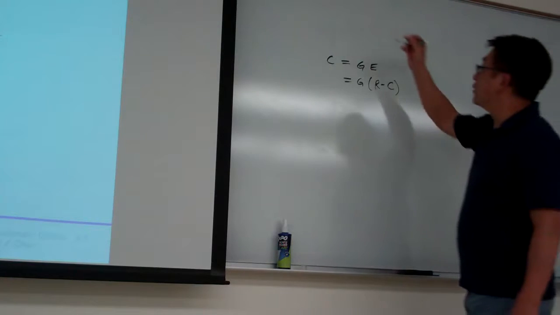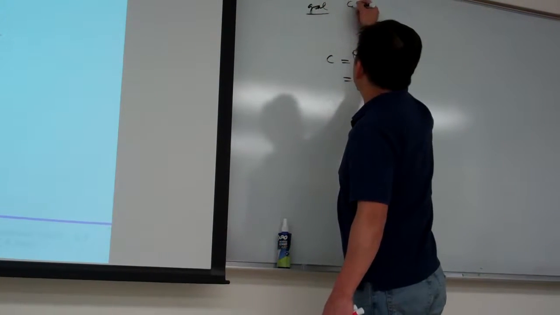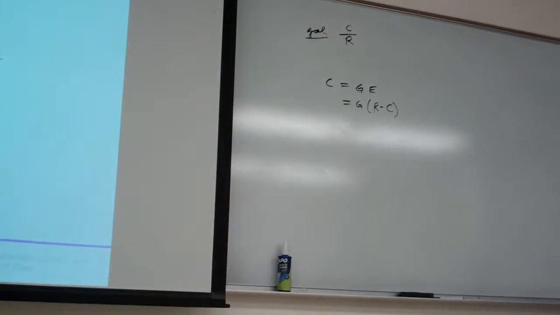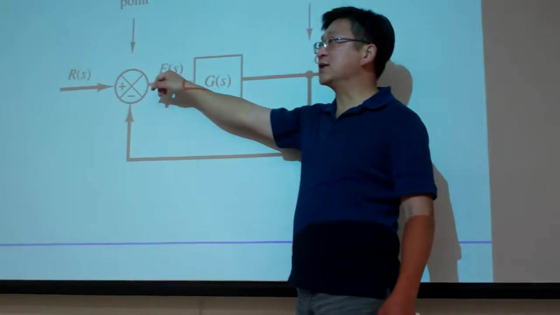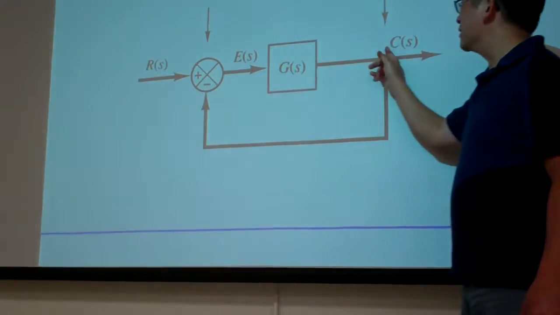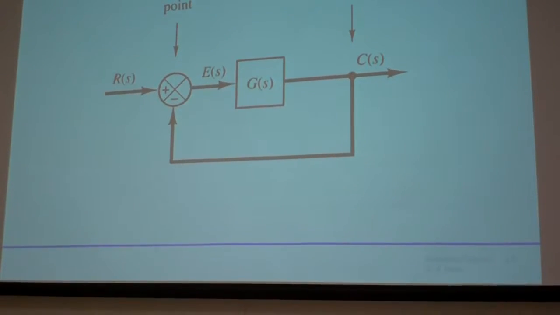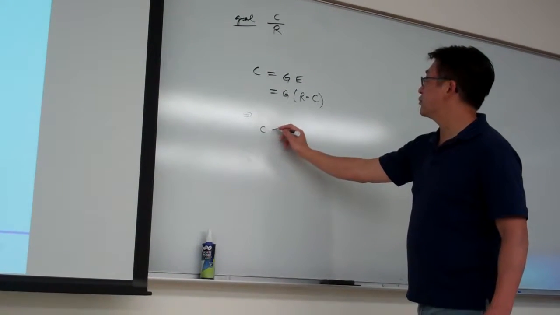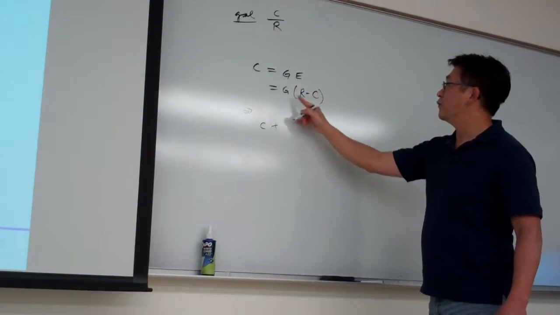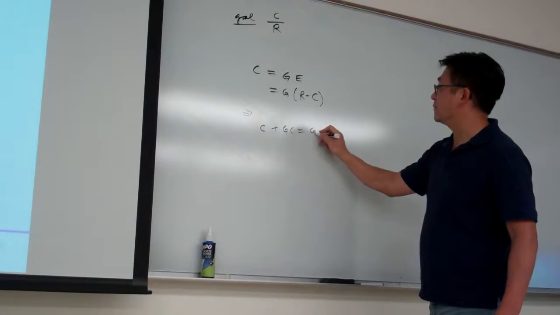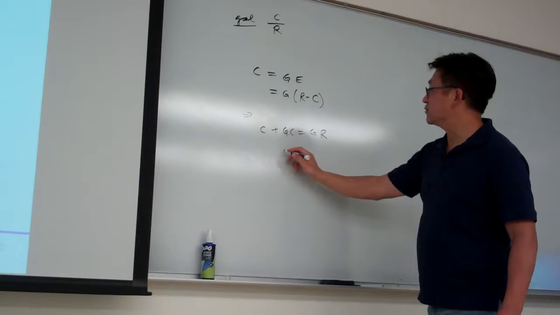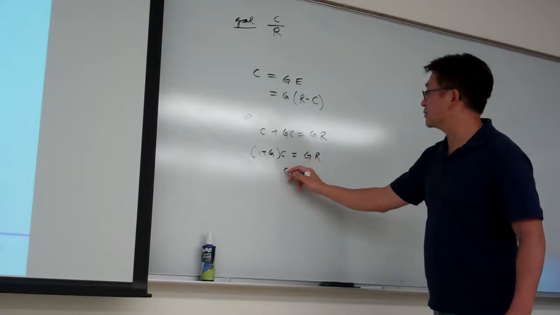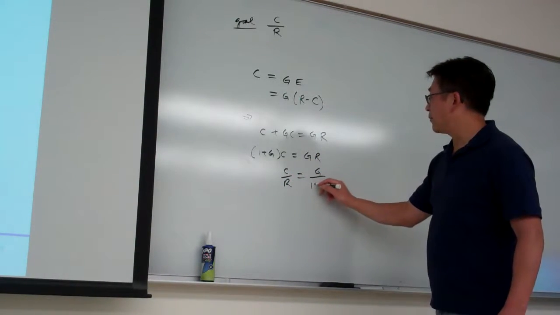Okay. Our goal is to obtain the transfer function of C over R. This is our output, this is our command input, this is what we call the error, or this is the intermediate input of this one. So whatever you name it. But our goal is to find out this one. So we can see from here we can rearrange. So C plus, we expanded this one and move the GC to the other side, equal to GR. So from here you can see in this way C times (1 plus G) equal to GR. So therefore C over R equal to G over (1 plus G).